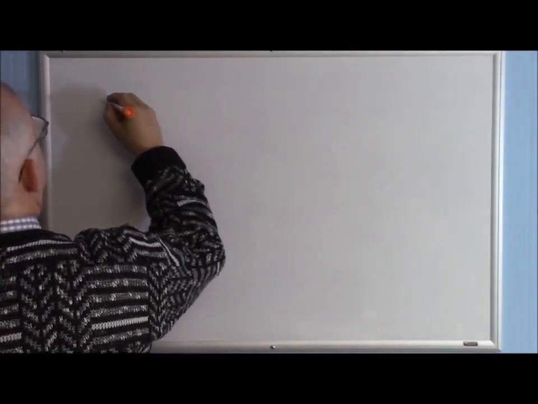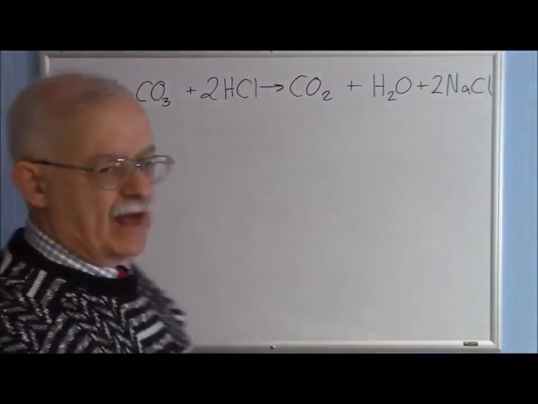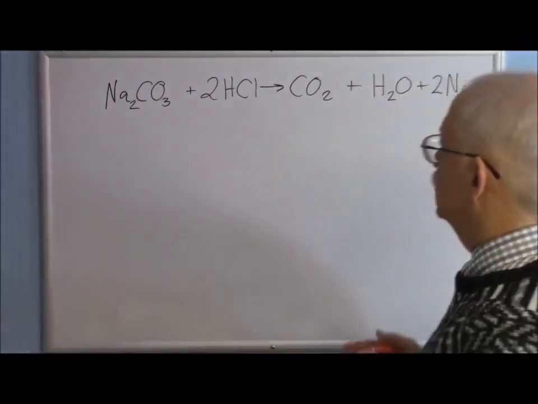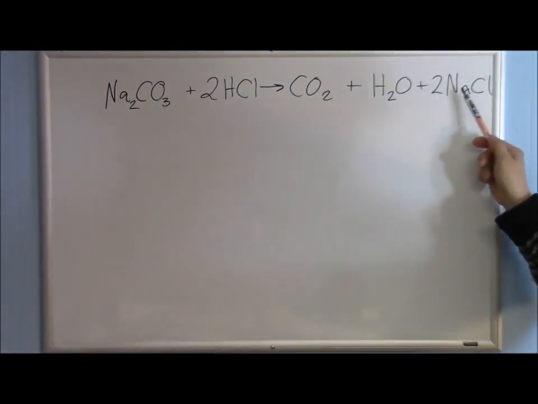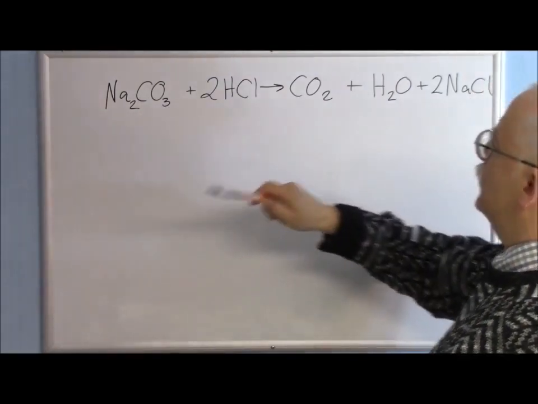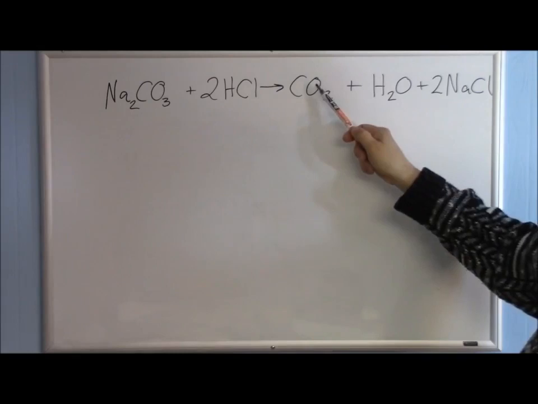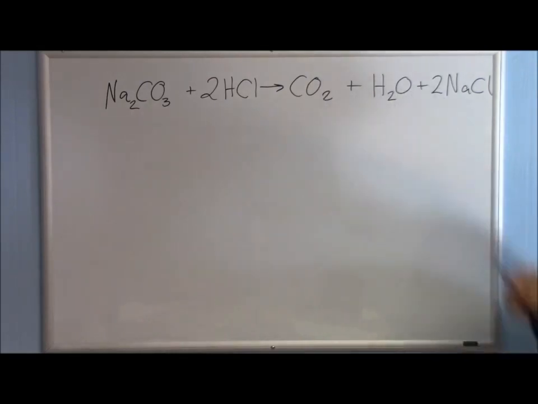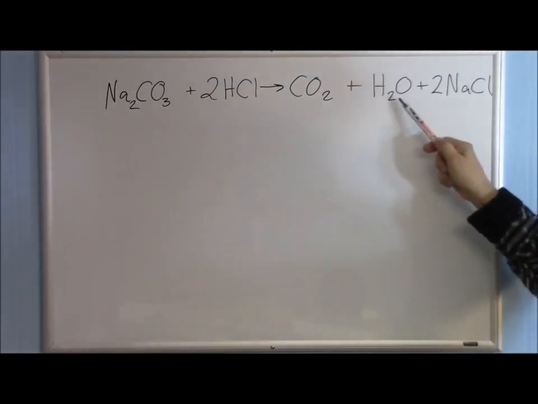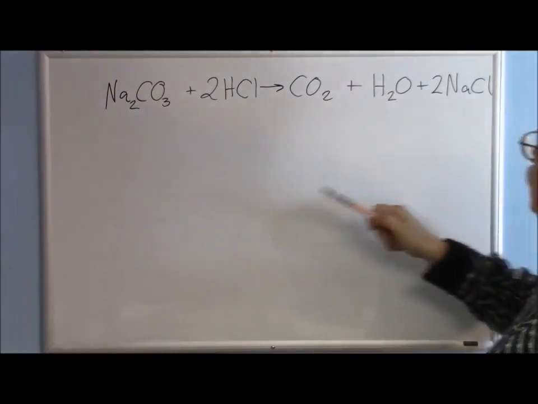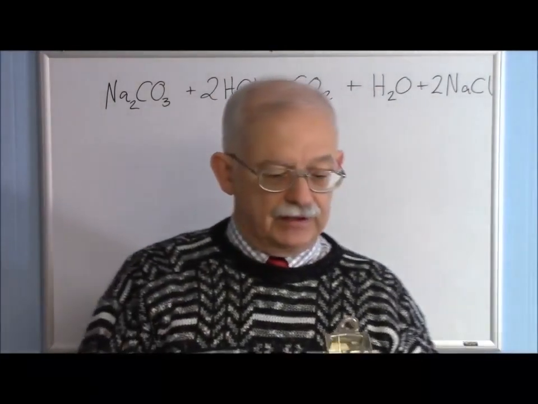There's our balanced equation, but let's check it. We have two sodiums and two sodiums. We have one carbon and one carbon, three oxygens and three oxygens, two hydrogens and two hydrogens, two chlorines and two chlorines. So it looks like we're all balanced up and ready to go.